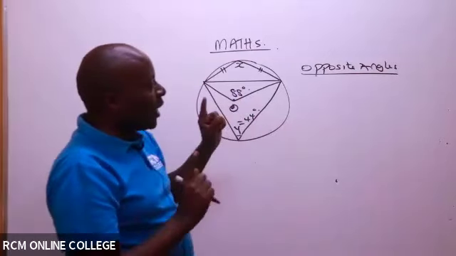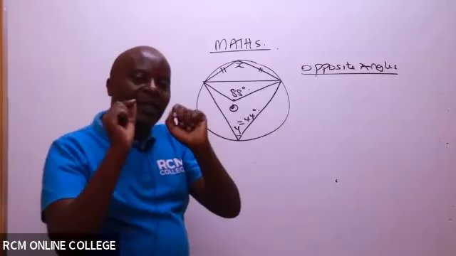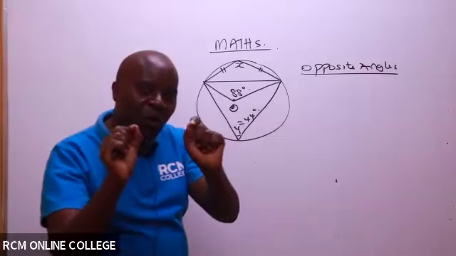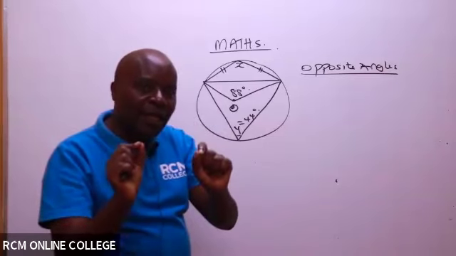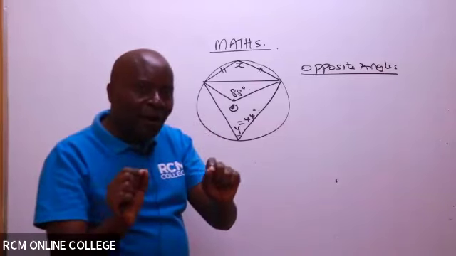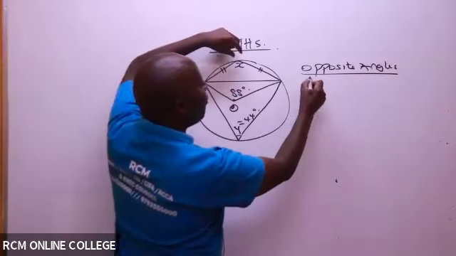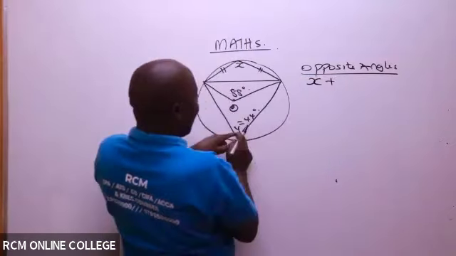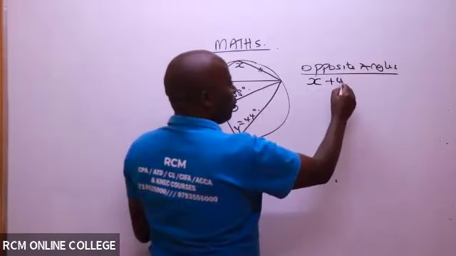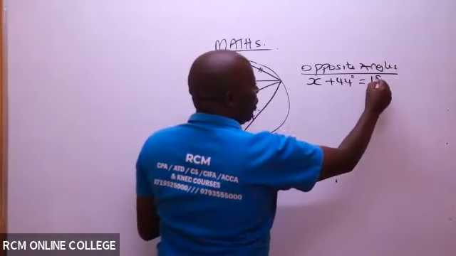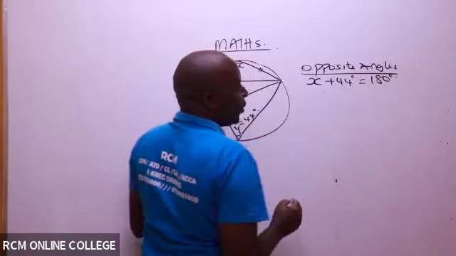So opposite angles, whenever you add them, they must give you a sum of what here? A sum of 180 degrees. You see, these are opposites. So we are saying that opposite angles, x plus y, but we know y. We know that y is 44 degrees. If you add the two, we should be able to get 180 degrees.